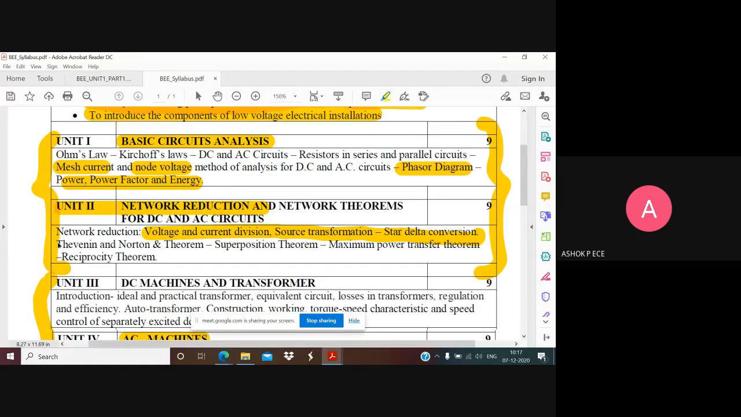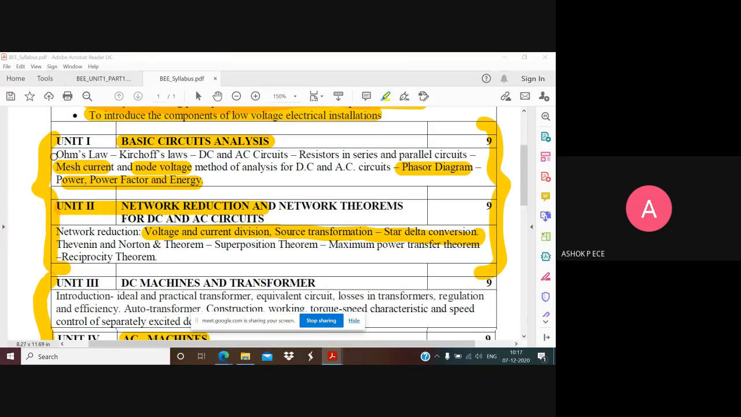So unit 2 is purely about theorems: Thevenin's theorem, Norton's theorem, superposition theorem, maximum power transfer theorem, and reciprocity theorem. Is that clear how we are going to approach the subject? Unit one will additionally include the first line of unit two, because that is related to unit one, so I'm going to teach it along with unit one. And in the second unit, we will have all the theorems alone: Thevenin, Norton, superposition, maximum power transfer, and reciprocity.